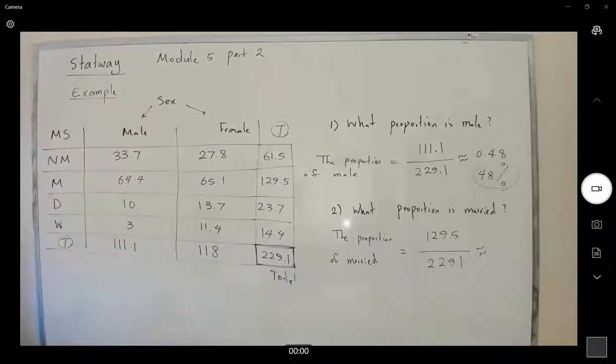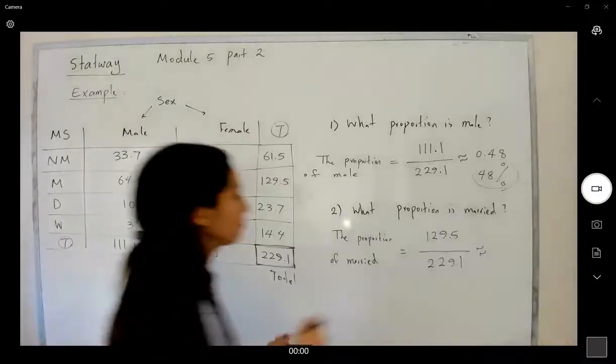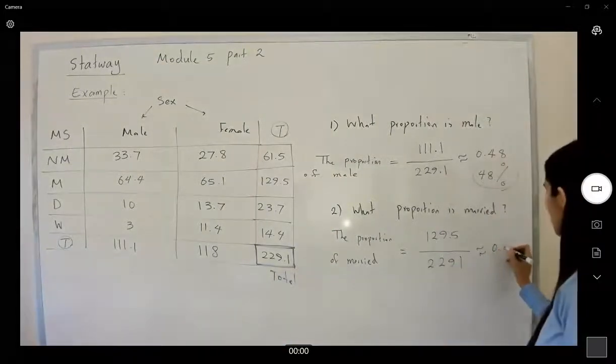What's the percentage? Approximately we get, very good, thank you, Josia. 57%, perfect. Almost 57% are married.